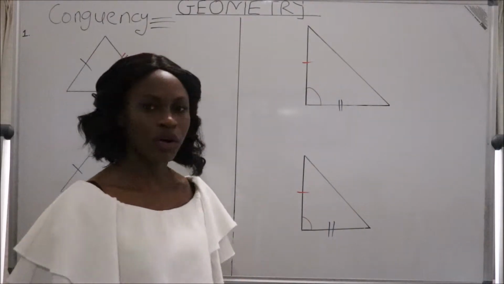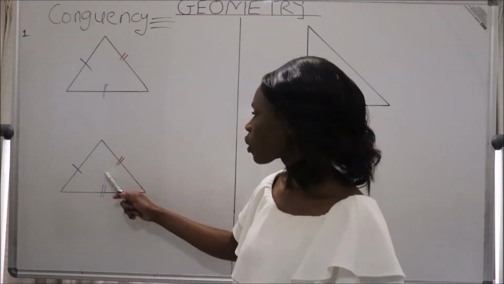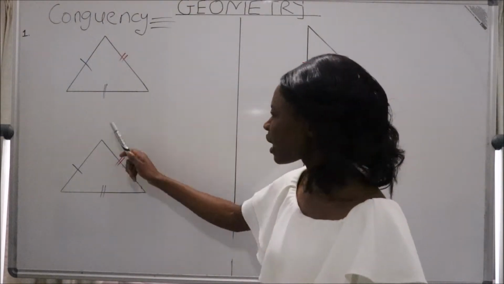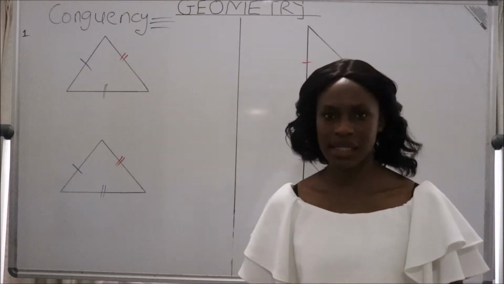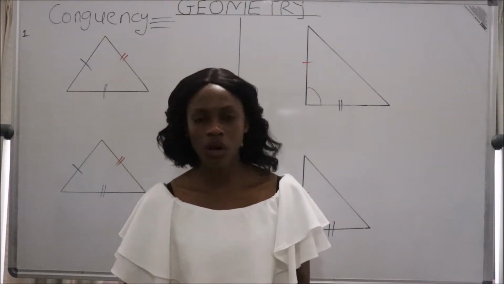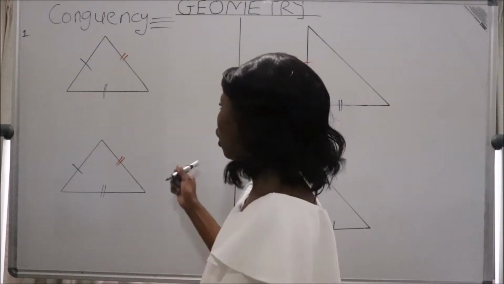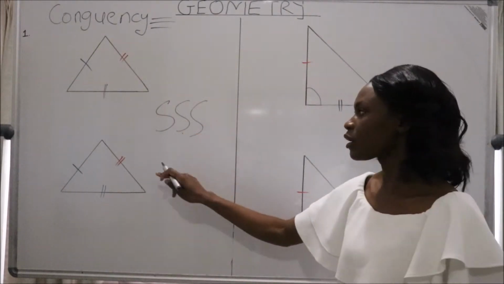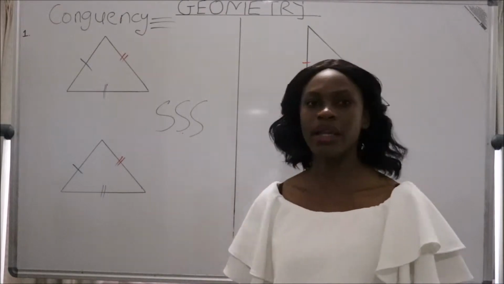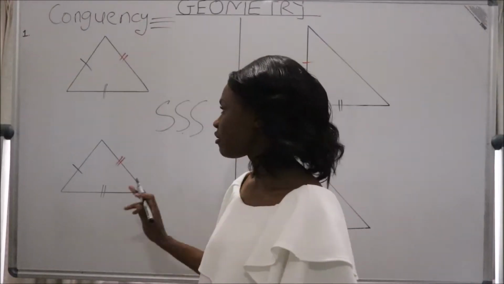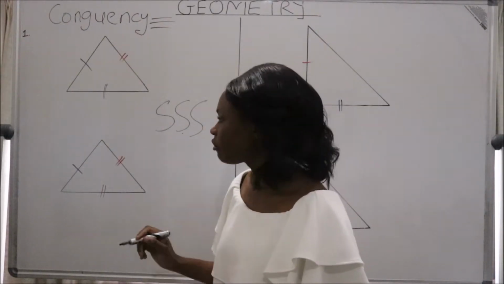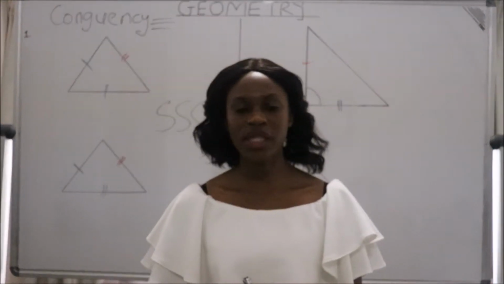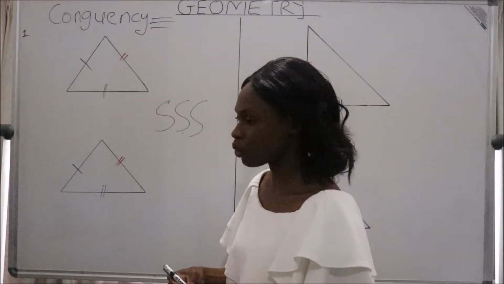The first rule of congruency: in these two triangles, this side is equal to that side, and this side is equal to this side, and that side is equal to that side. So the reason for congruency in this case is side. That means that all the sides are equal in the two triangles. If the sides on two triangles are equal to each other, that means that the triangles are congruent to each other.